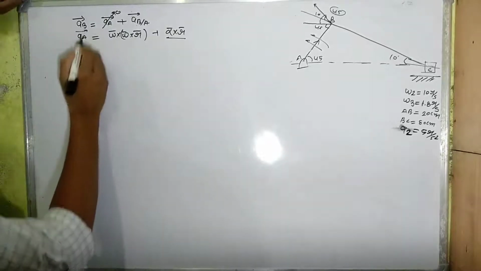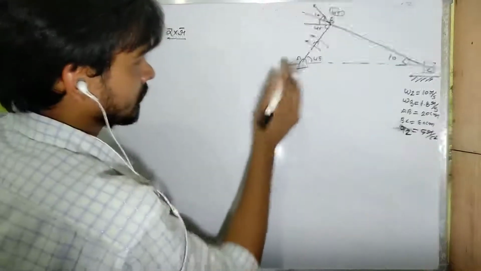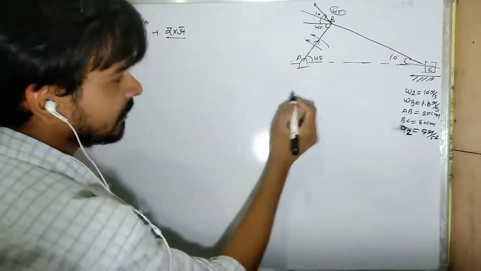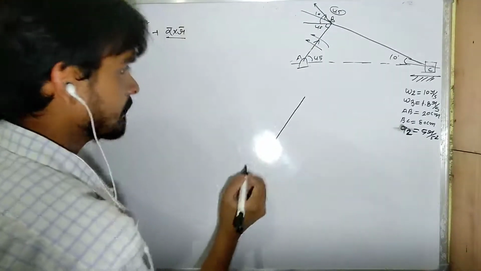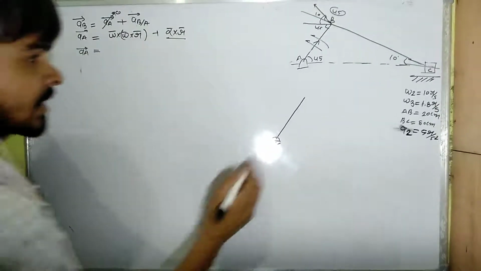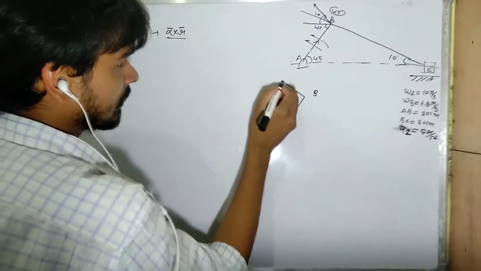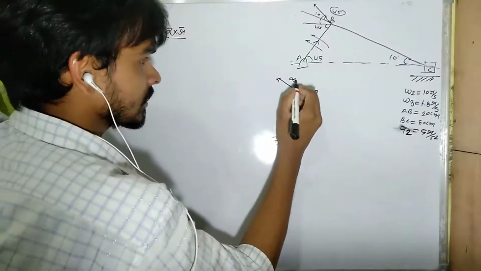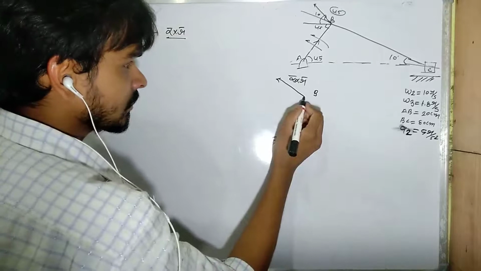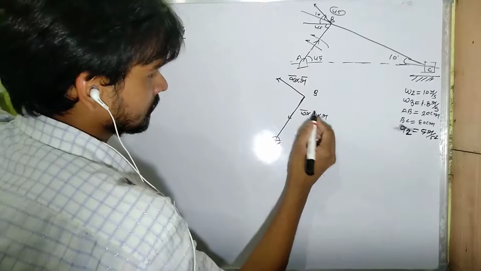So how can you write acceleration of A equal to... I am removing the link AB and drawing it here. I have removed the link AB and am drawing it here. So this is your B, this will be alpha cross r, and this will be the omega cross r.